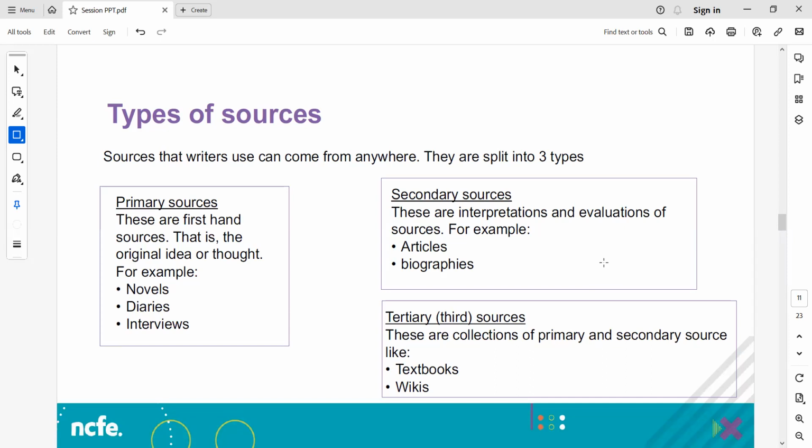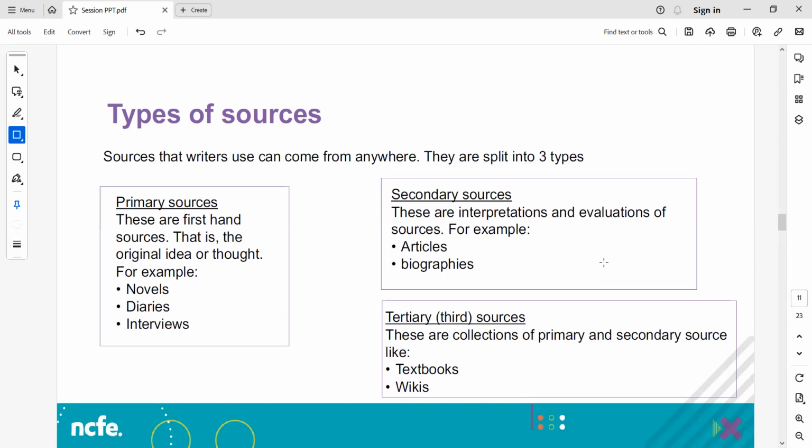Okay, a biography, so a book about somebody else's life, is a secondary source. If it was an autobiography that you have written yourself about your own life, that would be a primary source because it's your story, it comes from your memories and so on. But if it was a biography written by somebody else, that's secondary. Does that make sense? Does anyone have any questions?